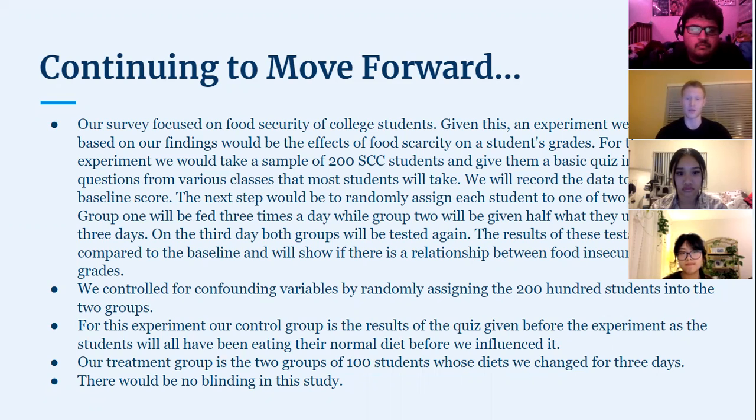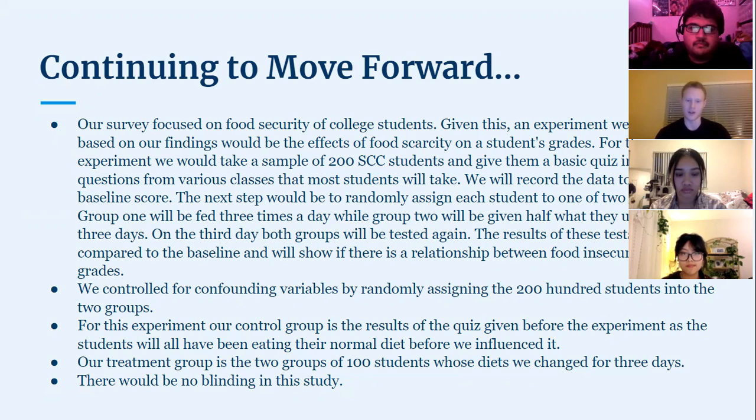The next step would be to randomly assign each student to one of two groups. Group 1 will be fed 3 times a day, while Group 2 will be given half the food that they usually eat for 3 days. On the third day, both groups will be tested again. The results of these tests will be compared to the baseline and will show if there is a relationship between food insecurity and grades. We controlled for confounding variables by assigning the 200 students into the two groups randomly.